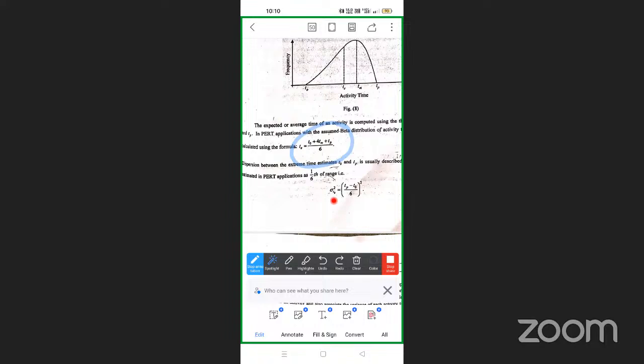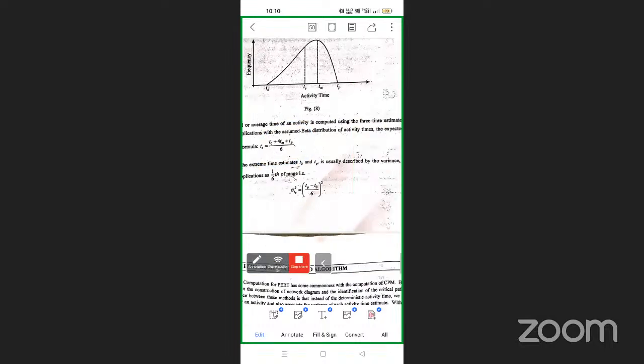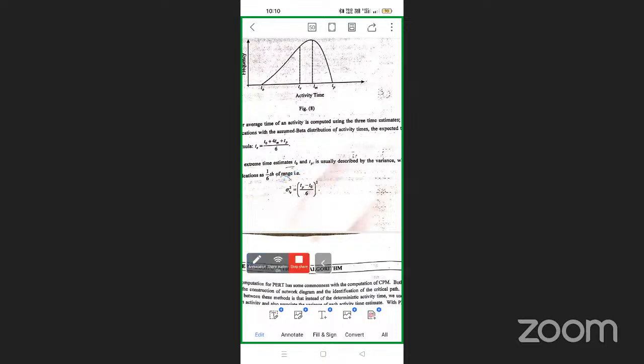Next, this is variance. Variance sigma square is equal to TP minus TO divided by 6, whole square. So these are the two important formulas in PERT.